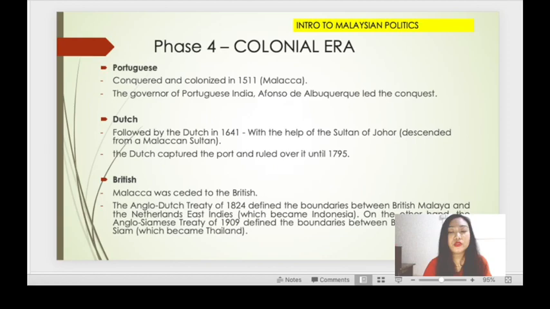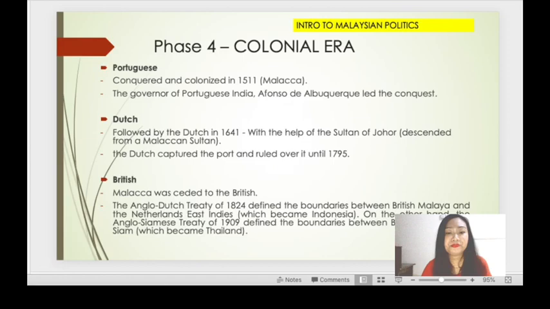Okay. The colonization of Malacca by the Portuguese forced the last sultan, Sultan Mahmud Shah, who reigned from 1488 until 1511, to retreat to the further reaches of his empire. He then established new ruling dynasties called Johor and Perak. Malacca then continued to prosper under Portuguese rule until the Dutch came into the picture.